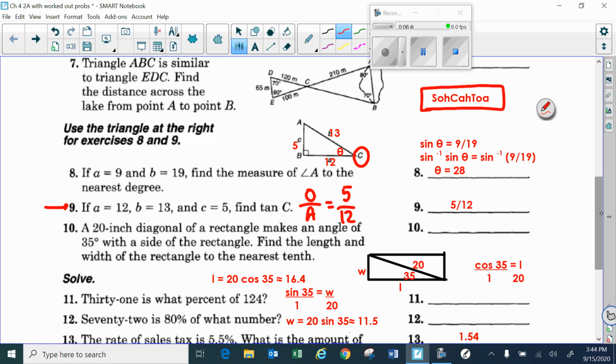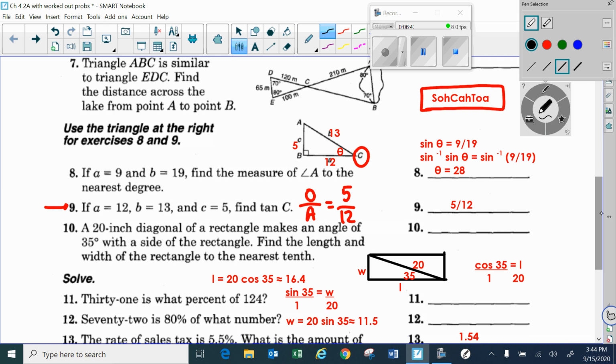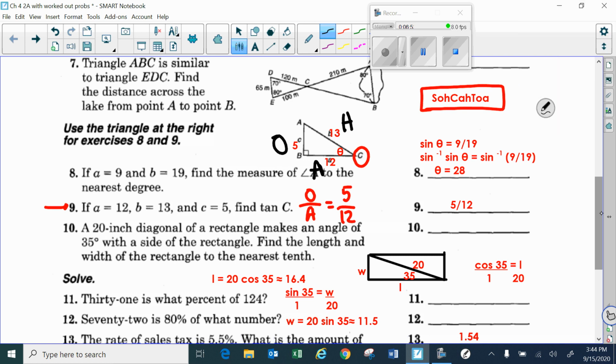So one of the things I want to do, you should have been taught this already. Identify the hypotenuse first. And since we're dealing with C, this will be the adjacent side, and this will be the opposite side. Fill those in like that, and then it's easy to fill in the O and the A, and you get 5/12. Okay, I showed you with these numbers, I fill in the A and the B there for number 8.